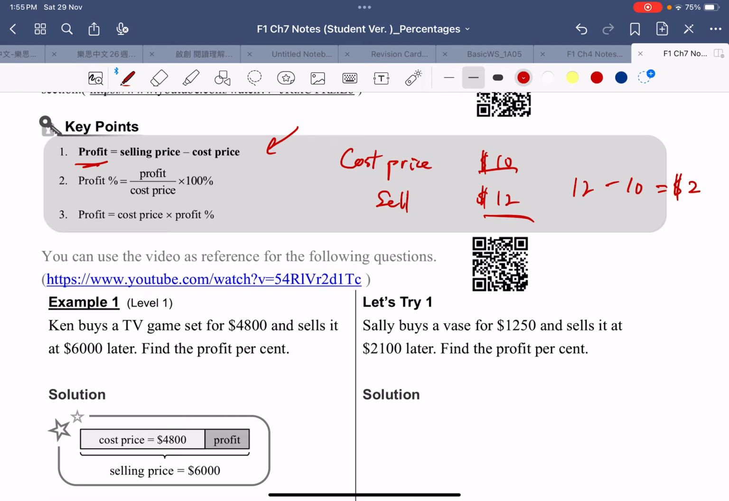And then again, we have some idea of percentage, which we've learned in 7.1 and 7.2. So we have profit percentage. You compare your profit with your cost, and that's your profit percentage. This gives you the second formula. The third formula is just rearranging the second one. So this cost price is at the bottom, so you multiply it to the left, and this will give you this formula.